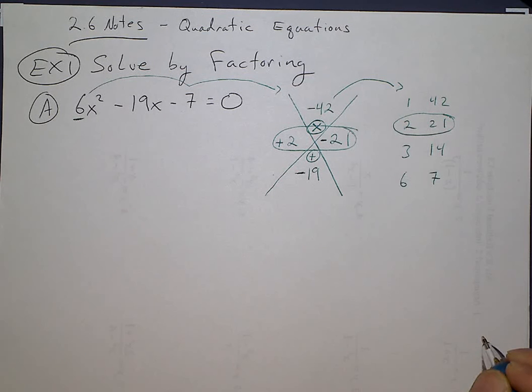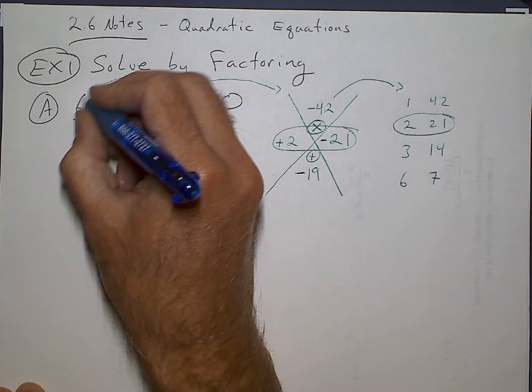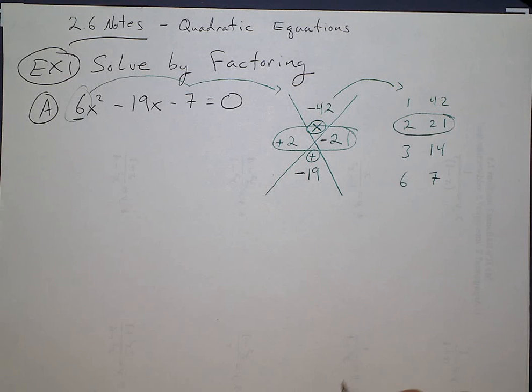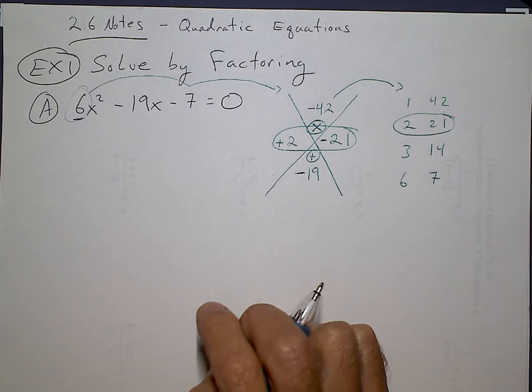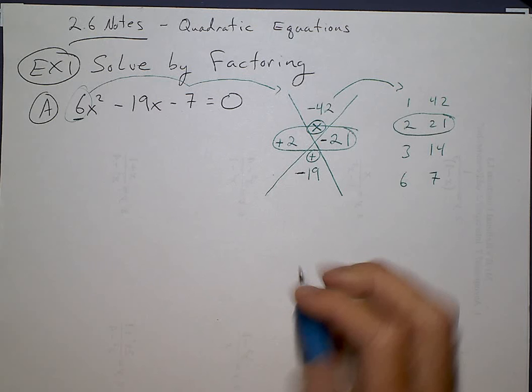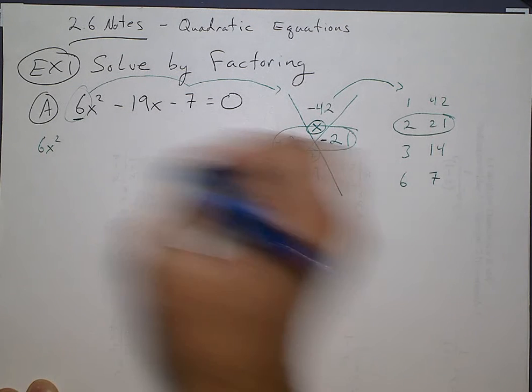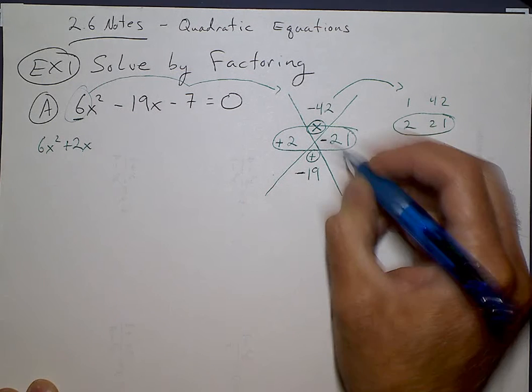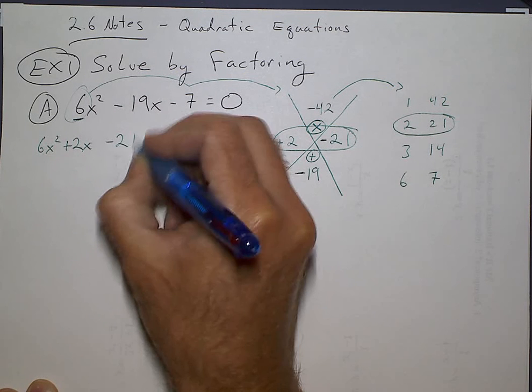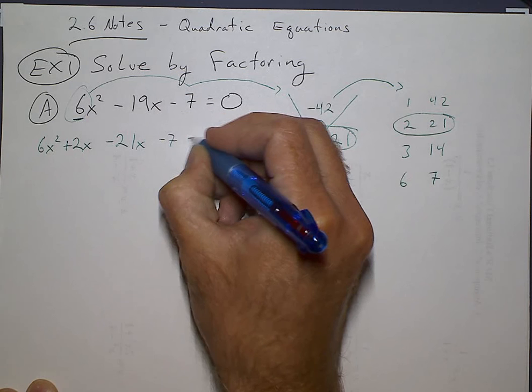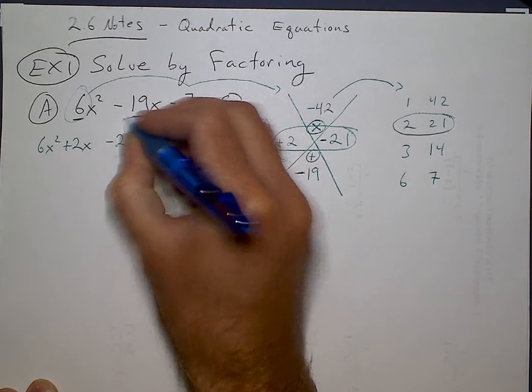All right? So now here's what we do with that. Now remember, this is a hard one. You don't have a lot of these. It's whenever there's a number out front you have to do all this stuff. So now I'm going to take this with 3 terms. I'm going to rewrite it into something with 4 terms. So I have 6x squared plus 2x minus 21x minus 7 equals 0. So we took this guy right here and we split it up into those 2.